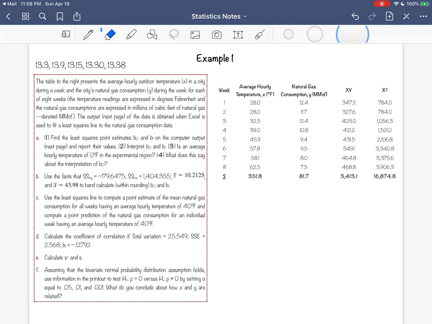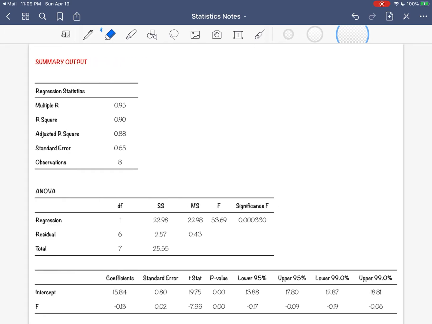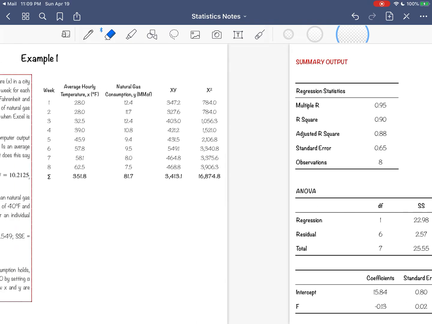It says the table on the right presents the average hourly outdoor temperature, X, in a city during a week and the city's natural gas consumption, Y, during the week for each of 8 weeks. The temperature readings are expressed in degrees Fahrenheit and the natural gas consumption are expressed in millions of cubic feet of natural gas, denoted as mmCF. The output, on the next page, of the data is obtained when Excel is used to fit the least squared line to the natural gas consumption data. So this is what the output looks like. I'll discuss this later.